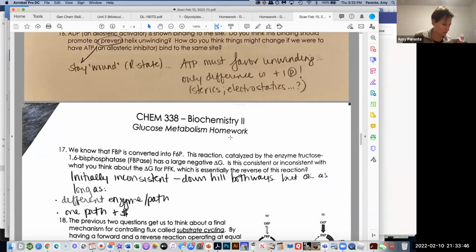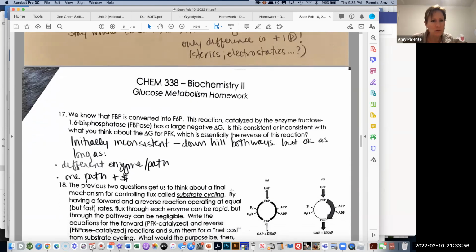Let's see. What's the next question that we have here? JP, you and I talked about this question the other day. We know that FBP is converted to F6P. This reaction is catalyzed by the enzyme fructose 1,6-bisphosphatase, FBPase, and that has a large negative delta G. Is this consistent or inconsistent with what you'd think about for the delta G for PFK, which is essentially the reversal? When JP and I talked about this, it's like, wait a minute, that's initially inconsistent. We're going downhill both ways, but that's okay, because those interconversions are using a different enzyme and a different pathway.